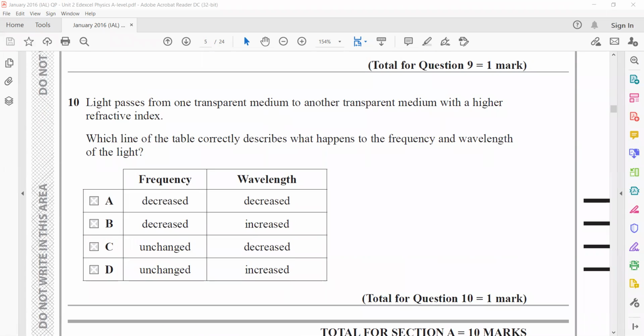In question 10, the light passes from one transparent medium to another of higher refractive index. Which line in the table describes what happened to frequency and the wavelength? So what happened to frequency? The frequency will remain unchanged, but as it is traveling in a denser medium, the speed will decrease and the wavelength will also decrease. So C is the right answer.